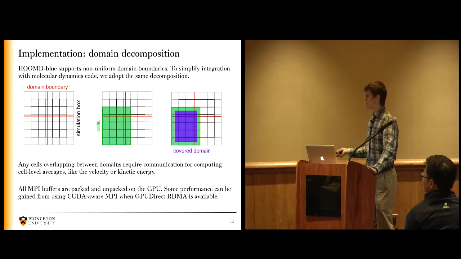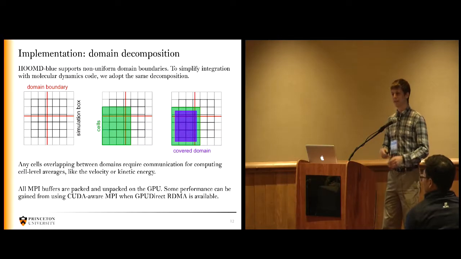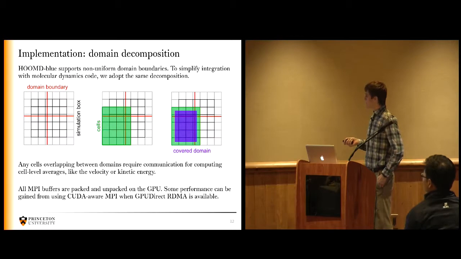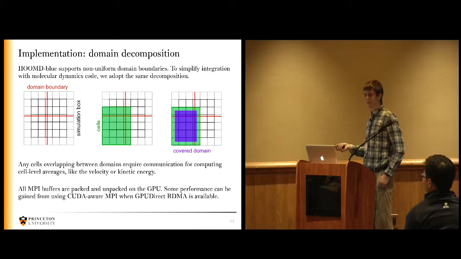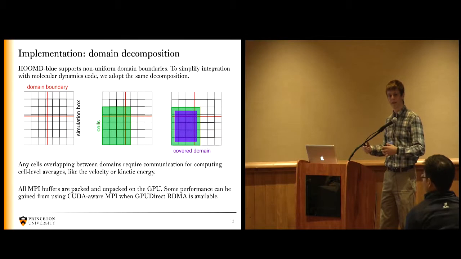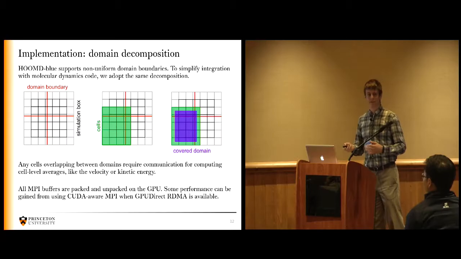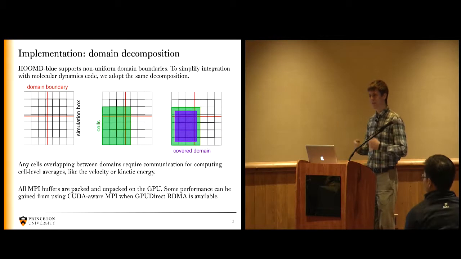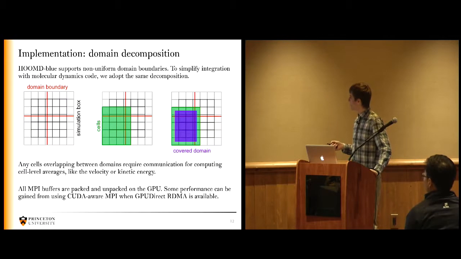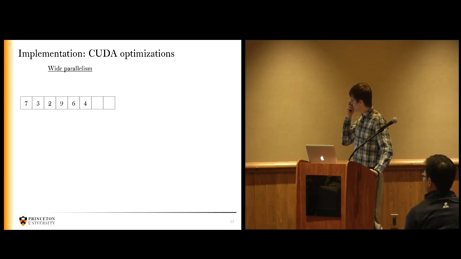We pack all of our MPI buffers directly on the GPU so that there's no host device copy, and we keep things scalable. We have found that on other machines you can get some very good performance boosts from using CUDA-aware MPI when you have GPU Direct RDMA hardware. Unfortunately, that's not fully supported on the XK nodes that we have, so we haven't been able to use that on Blue Waters, but we've gotten about 15% on other machines from doing that.